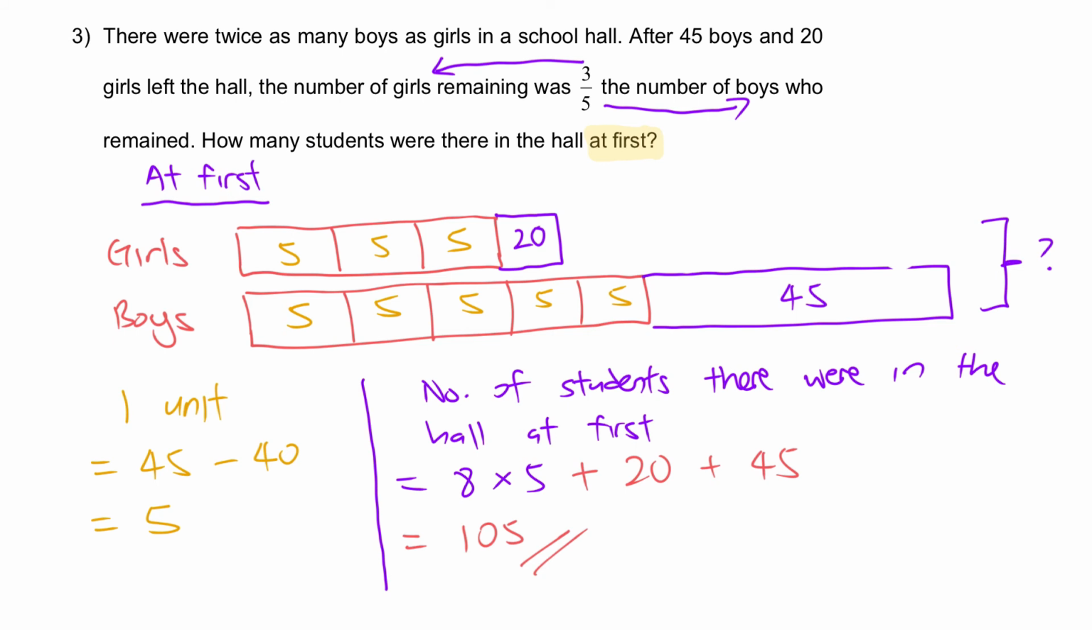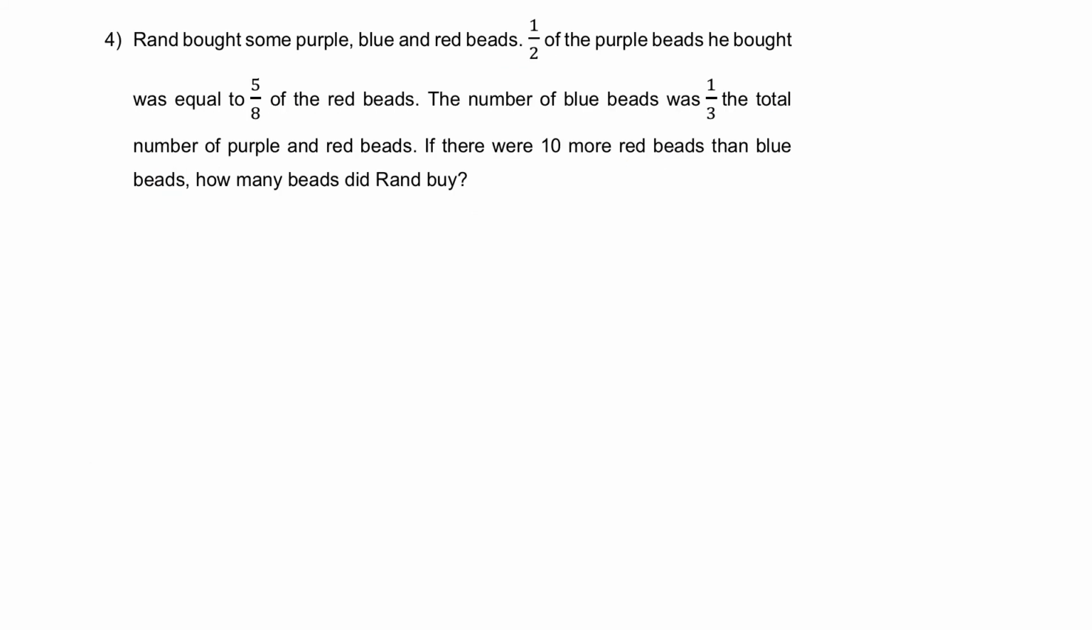Last question. Question 4. Ren bought some purple, blue and red beads. Half of the purple beads he bought was equal to 5/8 of the red beads. The number of blue beads was 1/3 the total number of purple and red beads. If there were 10 more red beads than blue beads, how many beads did Ren buy? Seems like a long question, but it's okay. We're just gonna break it down and do it one sentence at a time, one information at a time, okay?